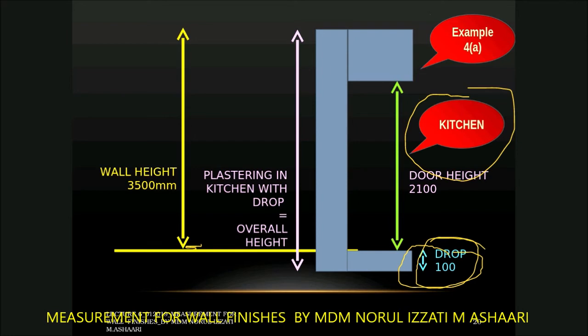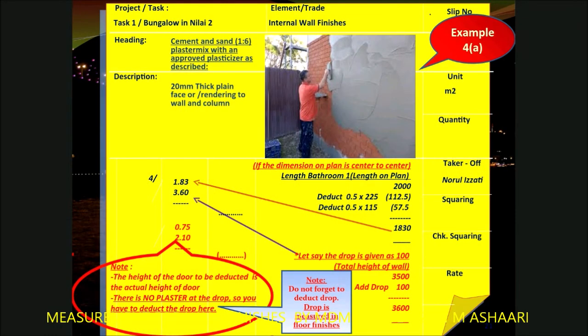But of course, if we have the area that is going to be dropped, you have to measure by deducting the area of this drop. Okay, look at this example. This is the example of the photo for the plastering. We cannot just paint on the surfaces of this face work or on these surfaces of the brick. We have to put the plaster so that you get a very smooth surface to paint. Okay. Cement and sand, plaster with approved plasticizer as described.